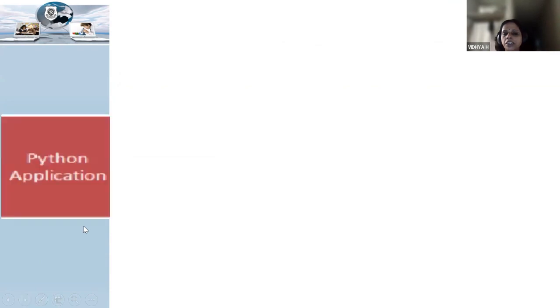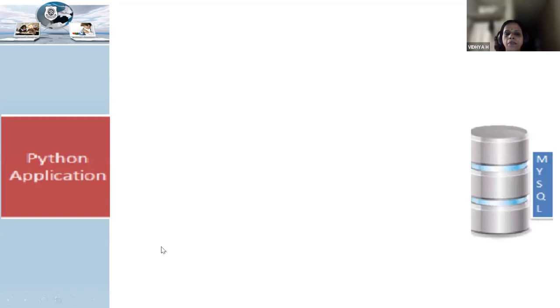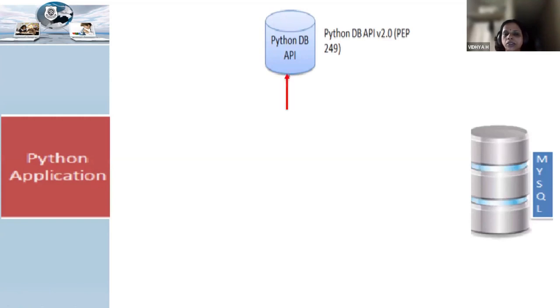See here, our Python application is here. That is where we write our code. This is our API data. That is the interface through which we are going to transfer the data from Python to SQL.